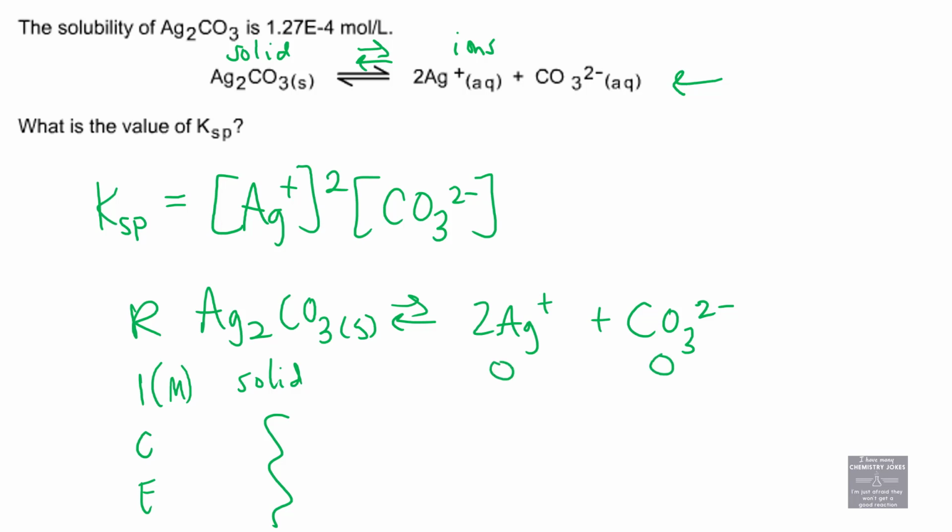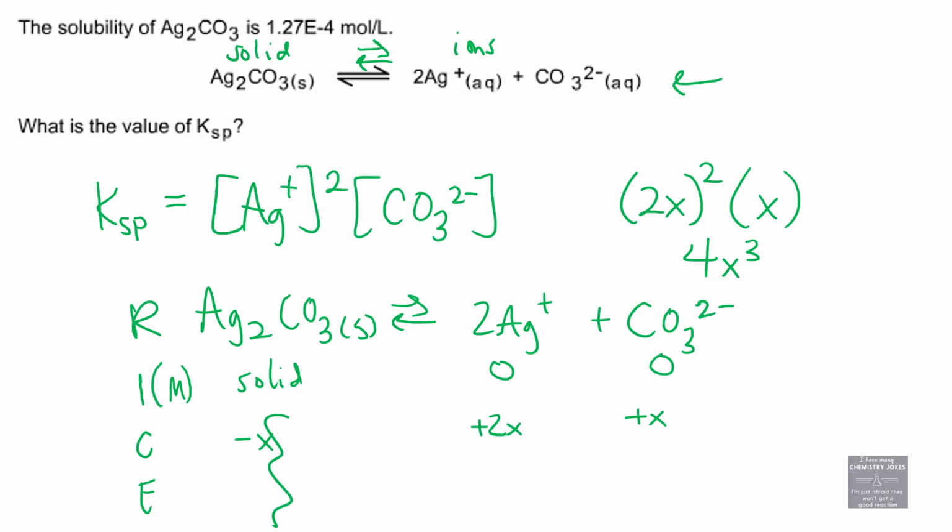There's none of this and none of that. We're going to lose some of the solid, but we don't care. We're going to gain some of the ions. At equilibrium, it's going to be 2x squared times x. Once again, note the 2x is all squared, and when you square that whole thing, it simplifies to be 4x cubed.